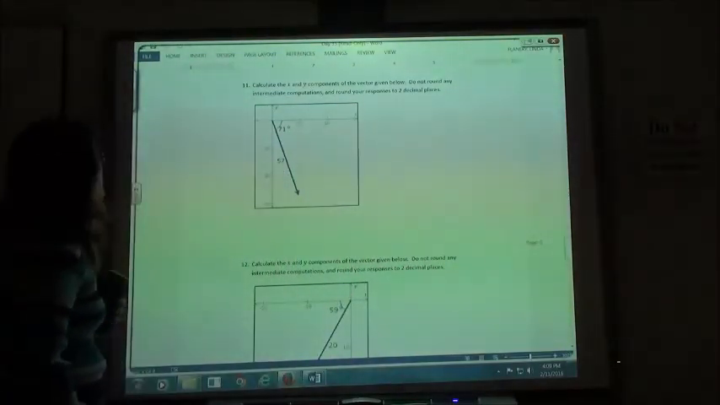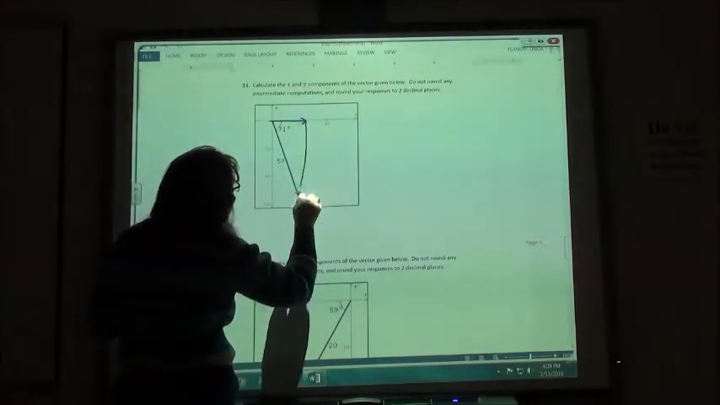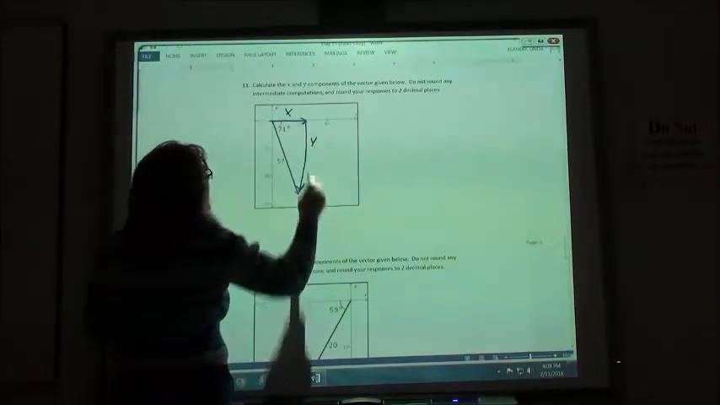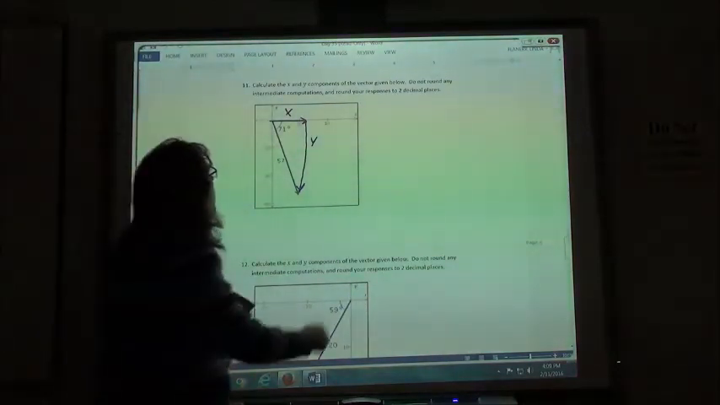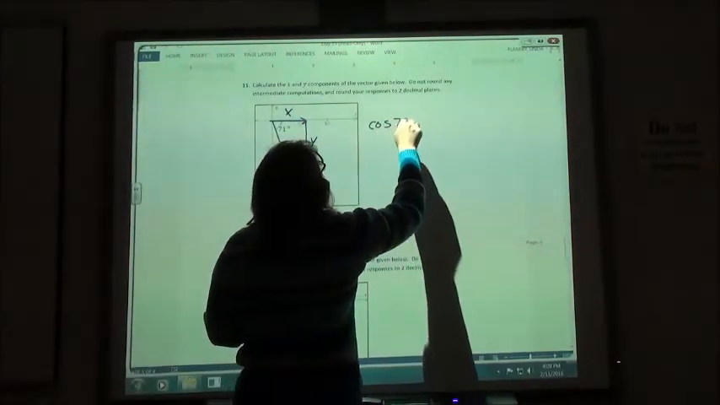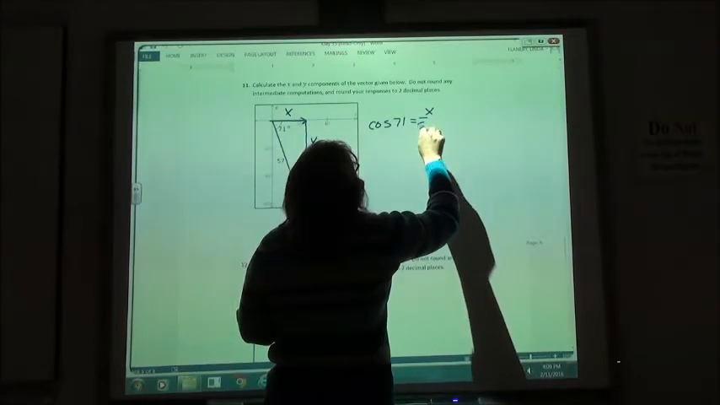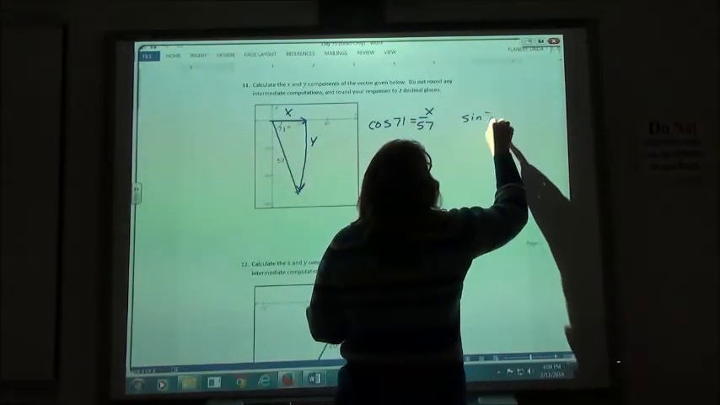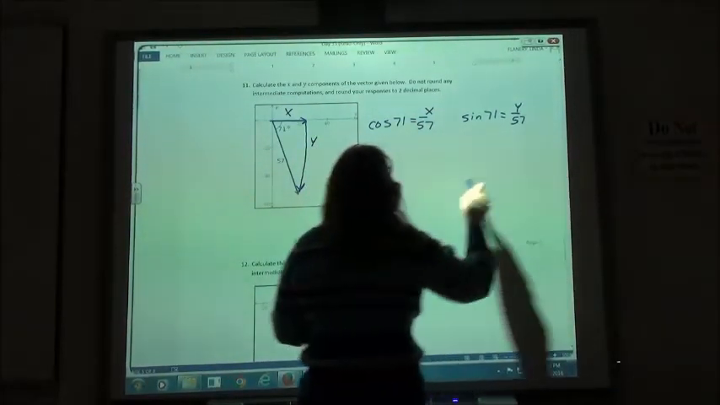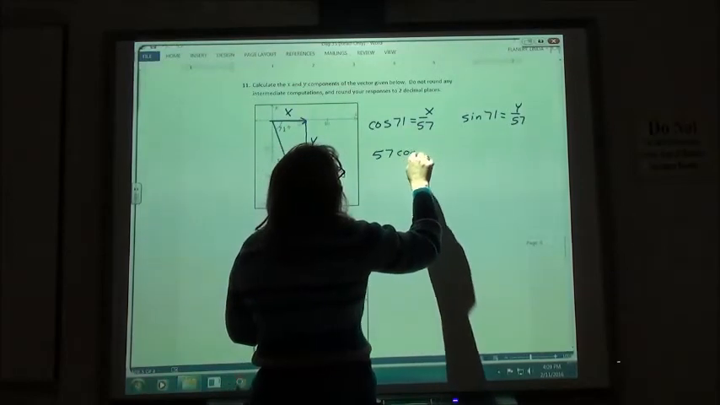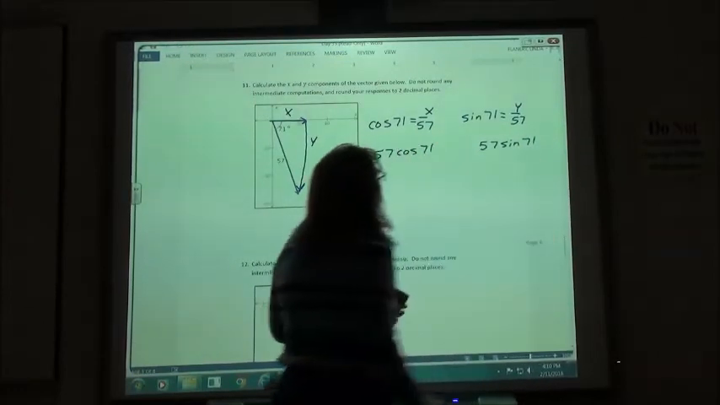So again, on number 11, we're calculating the x and the y component. So my x is going this way, my y is going this way. And again, we're going to use the cosine in order to find x and the sine in order to find y. So the cosine of 71 is going to equal the adjacent over the hypotenuse, so x over 57. The sine of 71 is going to equal y over 57. So 57 times the cosine of 71 and 57 times the sine of 71.